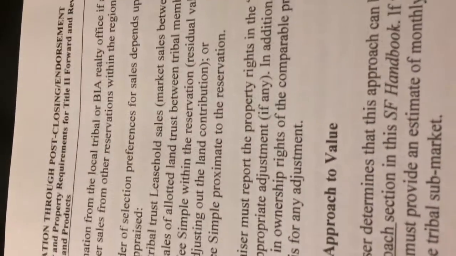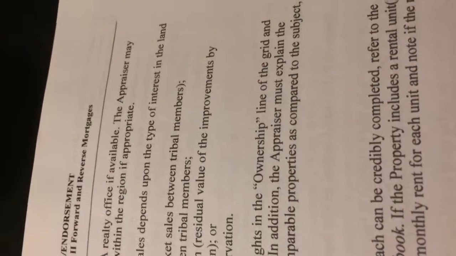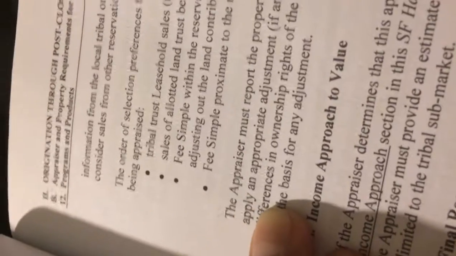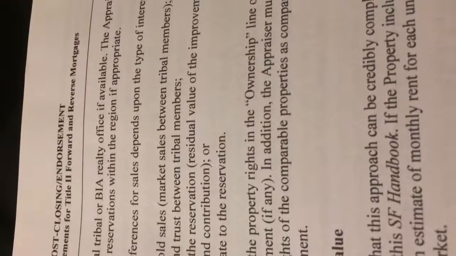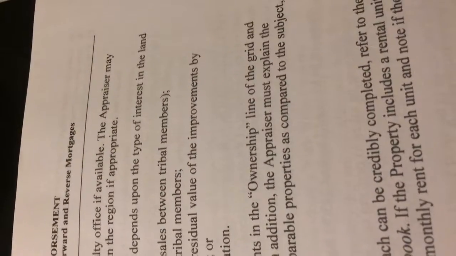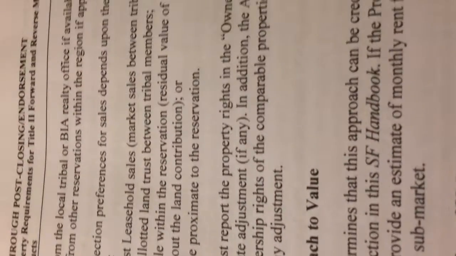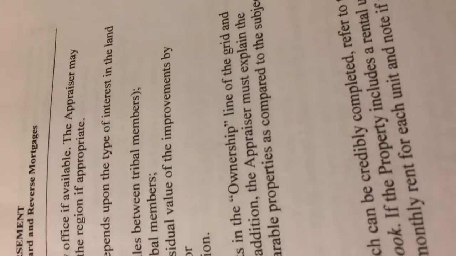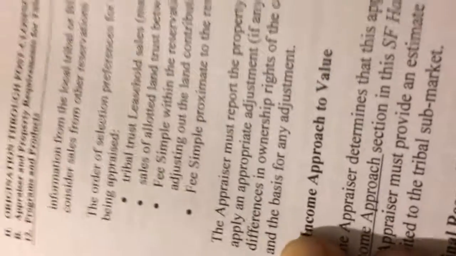The appraiser must report the property rights in the ownership line of the grid and apply an appropriate adjustment if any. In addition, the appraiser must explain the differences in ownership rights of the comparable properties as compared to the subject and the basis for any adjustment.